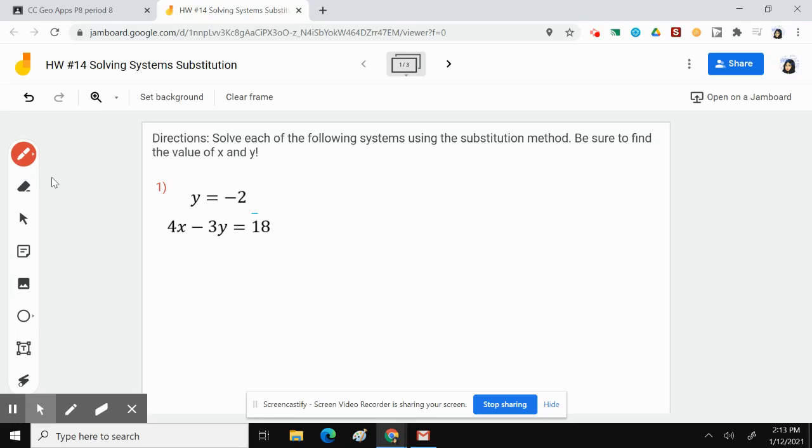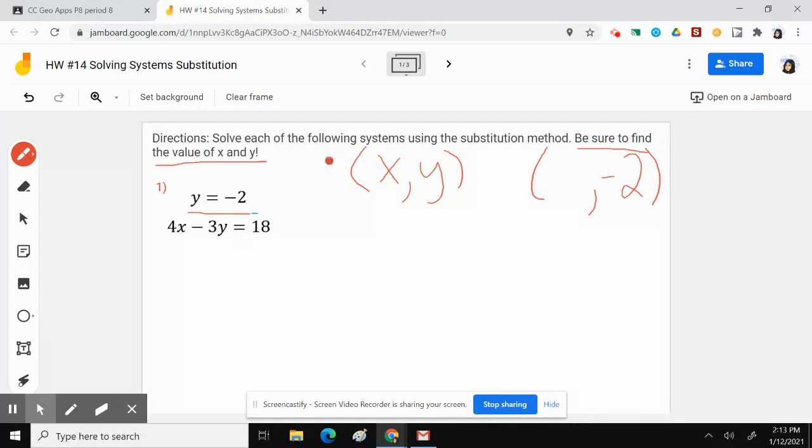All right, so in this video, we're going to be looking at how to solve a system of equations using the substitution method, okay? An important thing to note is we have to be sure to find the value of x and y. Whenever we have a system, we're looking for the point of intersection. So we're looking for the x value and the y value. What's convenient about this problem is we're already told that y is equal to -2. So we really only have one piece of information we're trying to find.